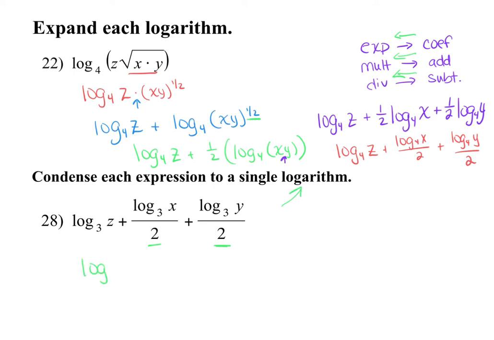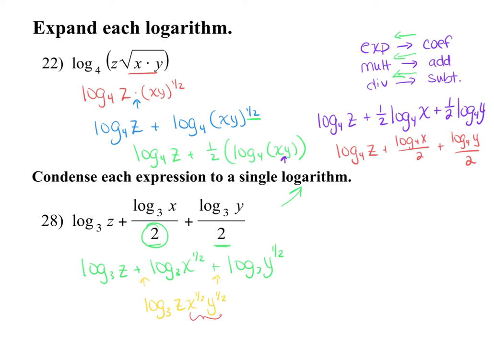So when I condense this, log base 3 of z, this denominator is technically a 1/2 times it. So I have log base 3 of x to the 1/2 and log base 3 of y to the 1/2, right? And then these all condense with multiplication. So I have log base 3 of z times x to the 1/2 times y to the 1/2. Anytime you have two with the same exponent, you can group them just like it did up there.